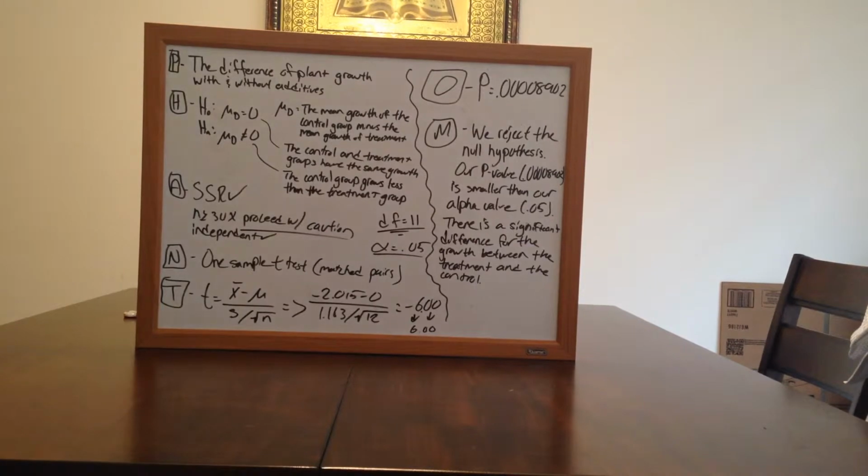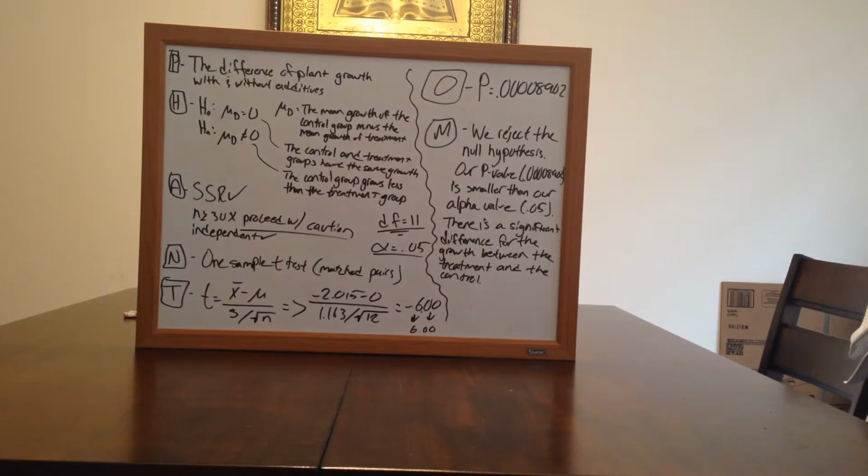So our assumptions are, well, in the question it says that they were randomly selected, so that's an SRS. And then, however, our n has to be greater than 30. Since we have 24 in this case, we will proceed with caution. And yes, they're independent. So for this test, we'll be doing a one sample t-test, which is a matched pairs because we're doing the difference.